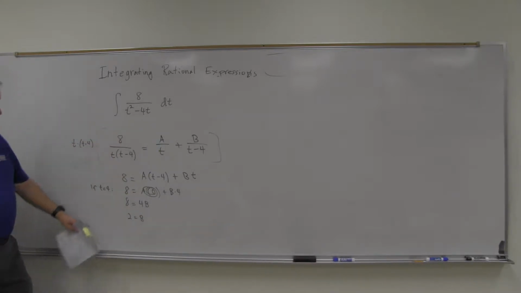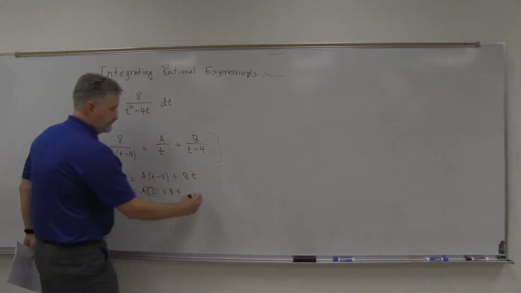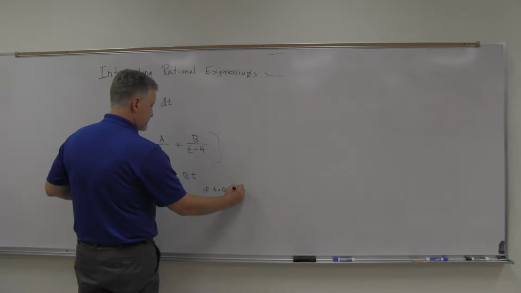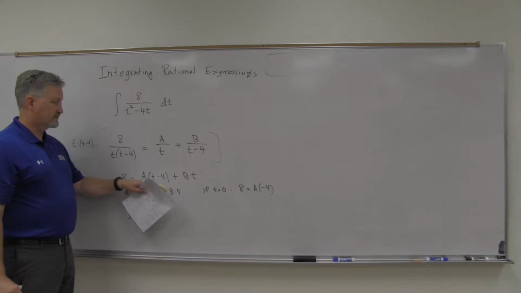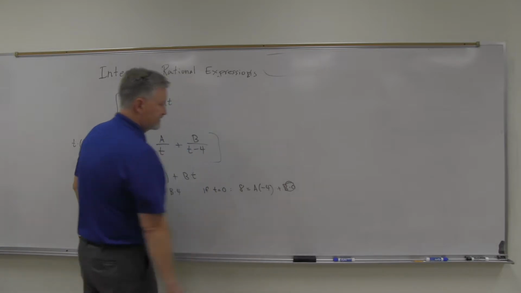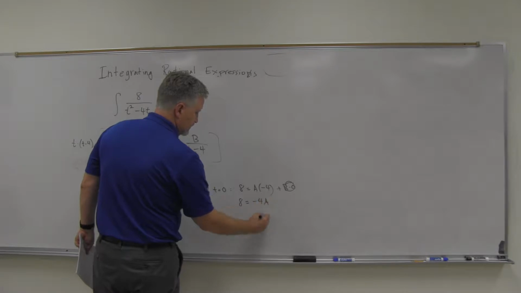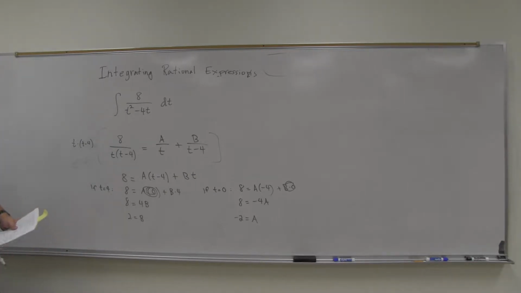What about the A value? Well, to get the A value, let's look at t equals 0. If I choose t equals 0, then I wind up with 8 equals A times negative 4, because the t is 0 in this second case, plus B times 0. That zeroes out the B. So we got negative 4A equals 8. It looks like A is negative 2. So really quite similar.